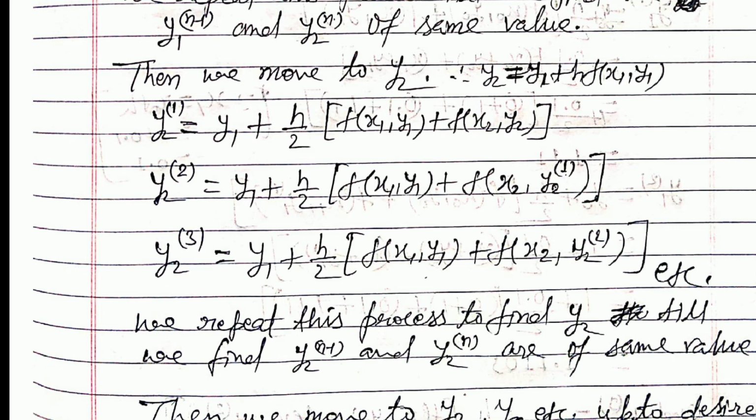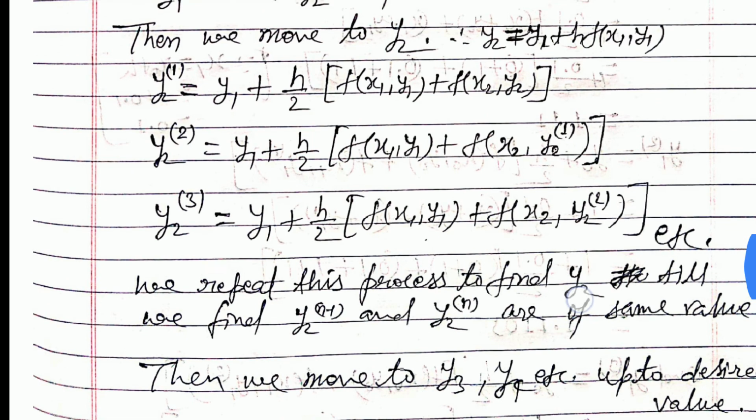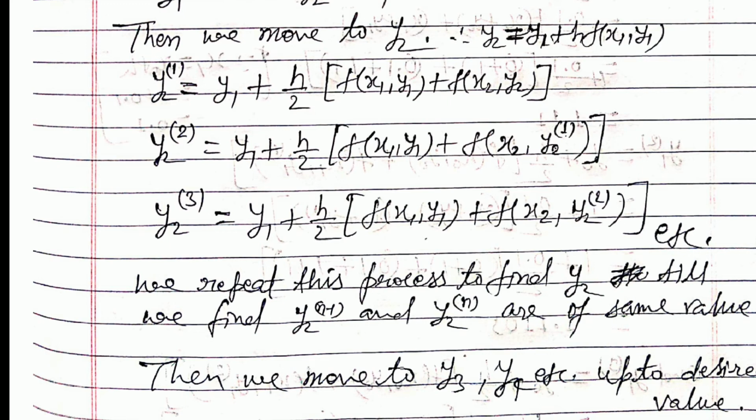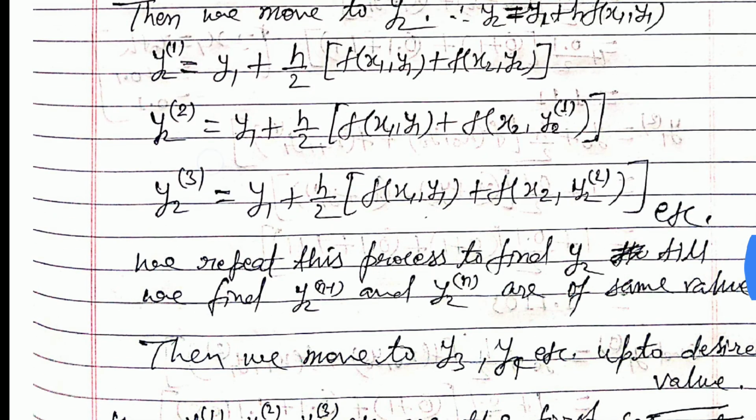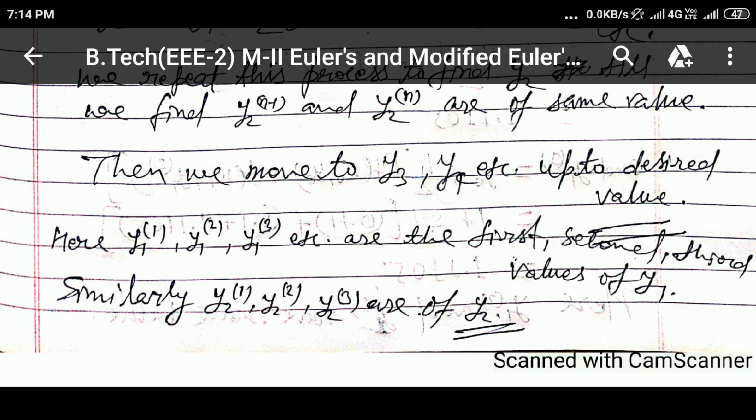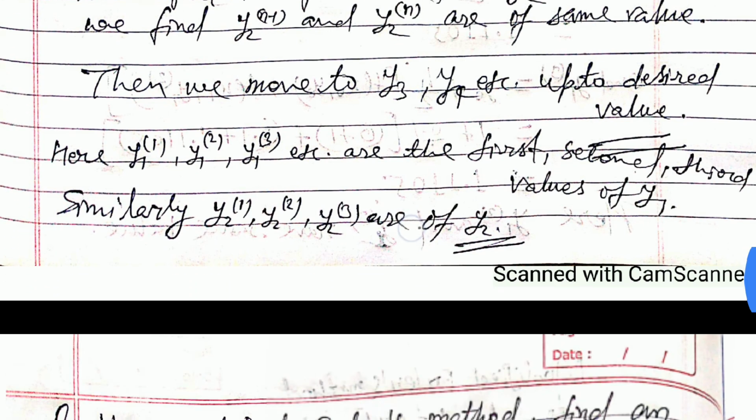That means in this process of Euler's modified method we have to keep in mind that we have to find the values of y until we get two equal values of y. If we get two equal values, then we stop, and that will be the value of that y. If two consecutive y1 values are the same, we conclude that is the value of y1. If two consecutive values of y2 are the same, we take that value of y2. Similarly we move to y3, y4, and so on.